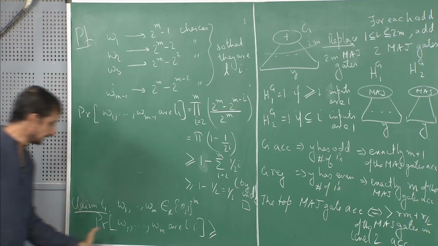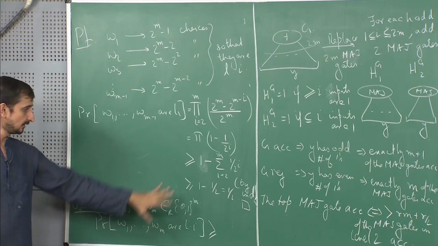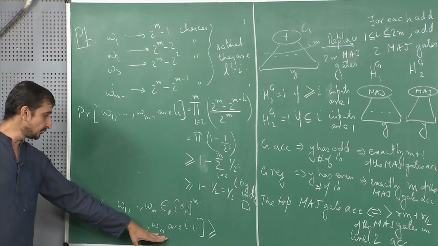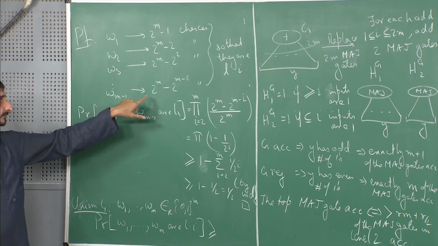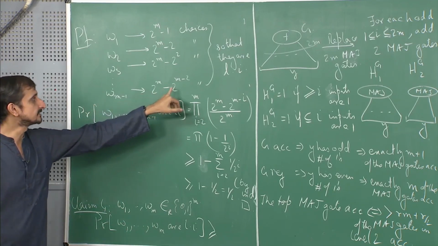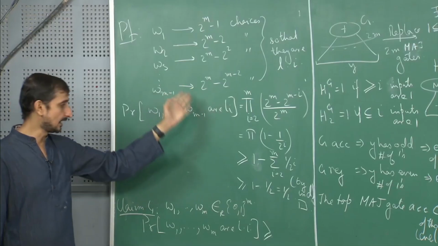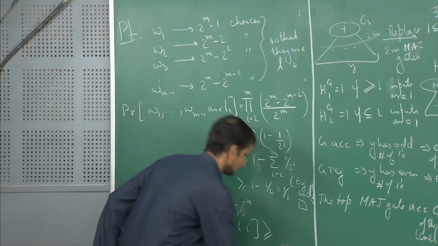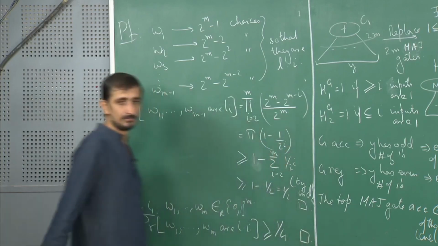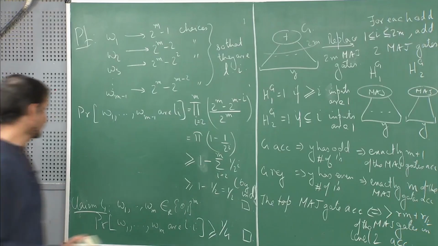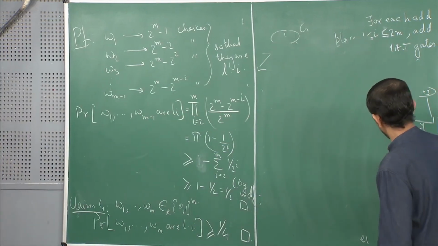So the probability that these are linearly independent is the probability that W1 to Wm minus 1 is linearly independent, first of all, which we have already estimated, and Wm does not lie in the span of those vectors. So what is the probability of that? That is 2 to the power m minus 2 to the power m minus 1, divided by 2 to the power m, which is 1 minus half, which is half. So half times half is 1/4. So this will be greater than 1/4. This is just a corollary of the previous result directly. Okay. So we will use these two results.